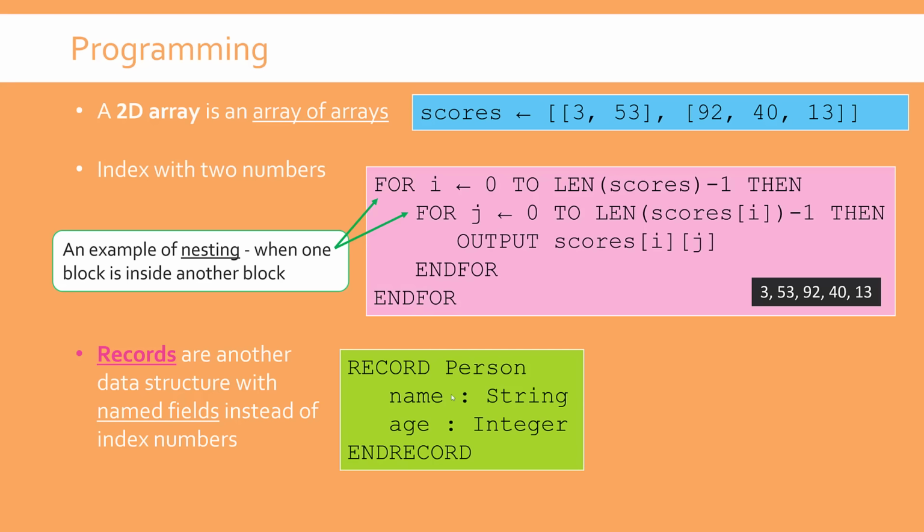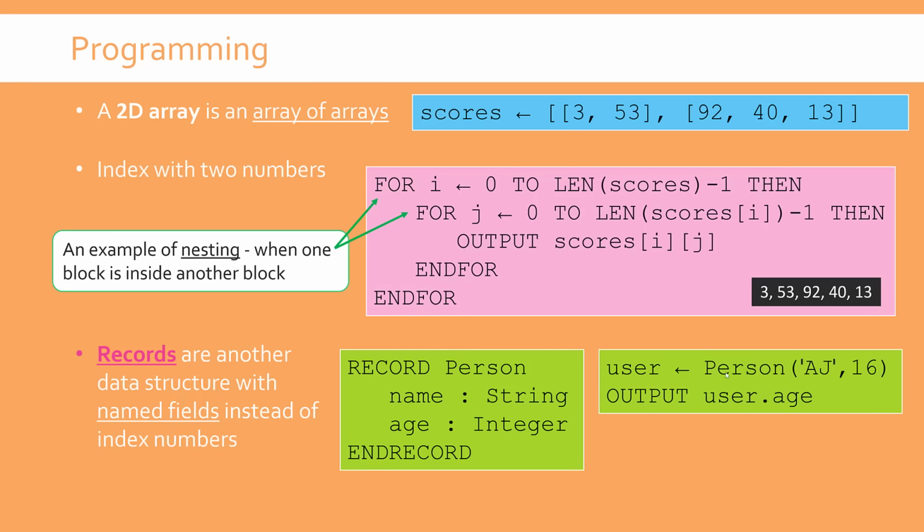Now this isn't the actual structure itself. You need to actually create the data structure for this record. So I'm setting user as my record, and I'm setting AJ to be the name and 16 to be the age. So those are the values for my fields. Then I can just use these field names instead of indexing it to get the particular values. So user.age in this case would be 16.